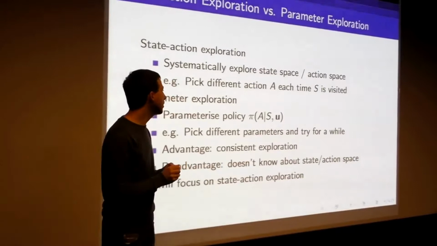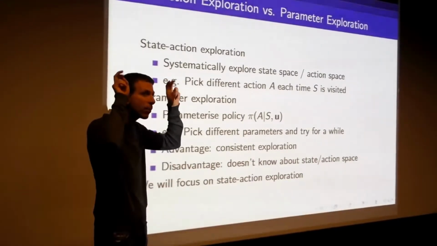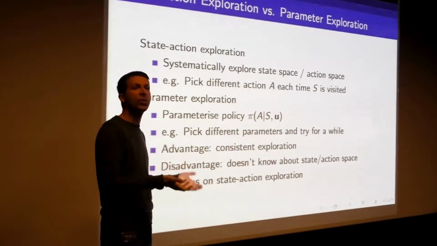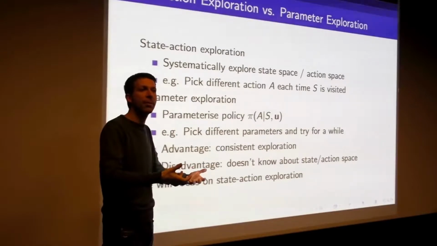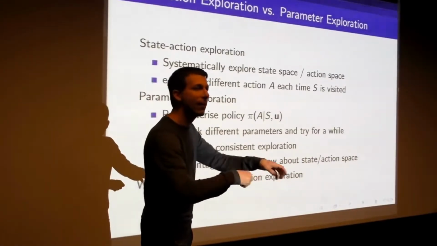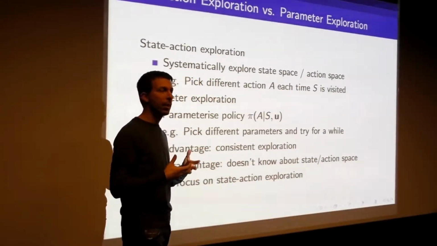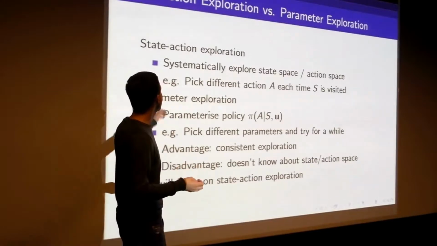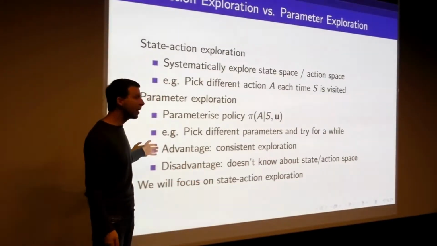What you can do is try some parameters for a while and see how they do. Exploration could mean saying, let's try some different parameters from the ones we believe are best right now. Drop down a robot with a slightly different walk, see what happens, see how fast it moves, and go back and try it again. So I call this parameter exploration, as opposed to state action exploration. And it has some advantages and disadvantages.